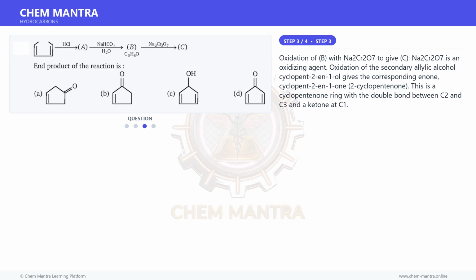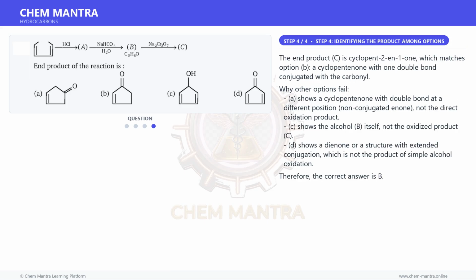Oxidation of the secondary allylic alcohol cyclopent-2-en-1-ol gives the corresponding enone, cyclopent-2-en-1-one. This is a cyclopentane ring with the double bond between C2 and C3 and a ketone at C1. And for the final step, the end product, C, is cyclopent-2-en-1-one, which matches option B, a cyclopentane with one double bond conjugated with the carbonyl.